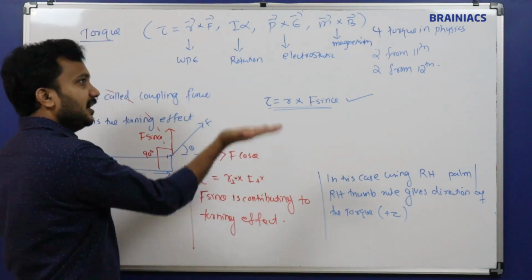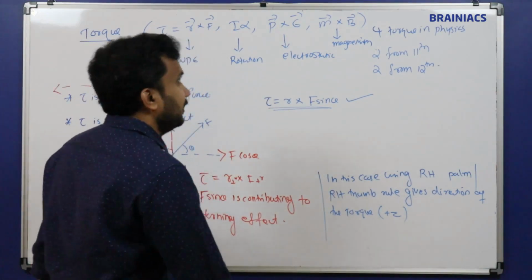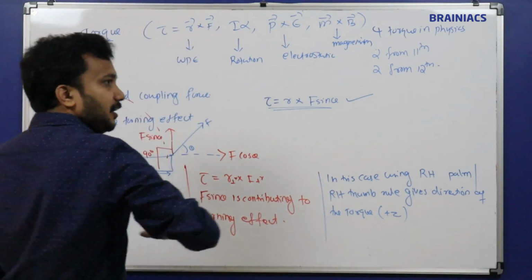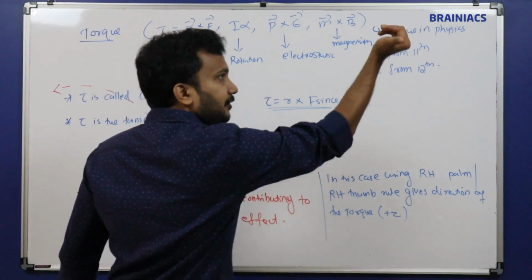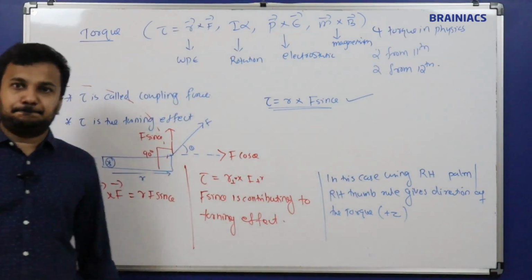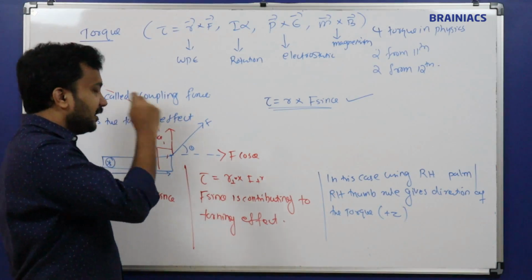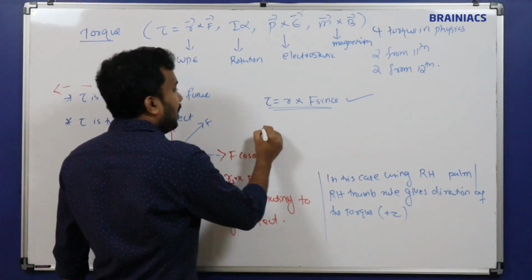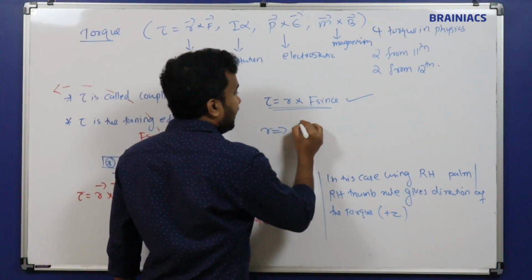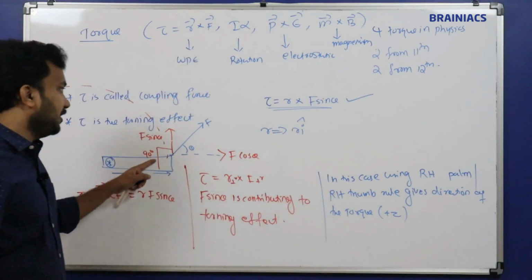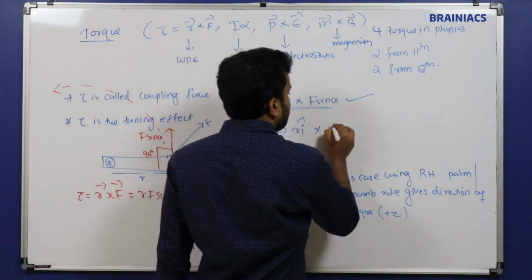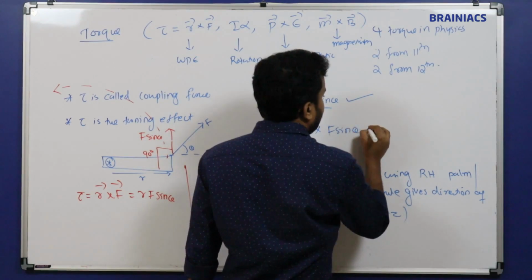Okay, you can just stand and do the same thing, you will also get it. You can assume F is going upward, R is going in this direction. So R cross F, the thumb is outside. In vector format also it is correct. So R is in what direction? R is in the I cap direction, right? R I cap, and F sin theta, its cross product, means F sin theta in what direction?